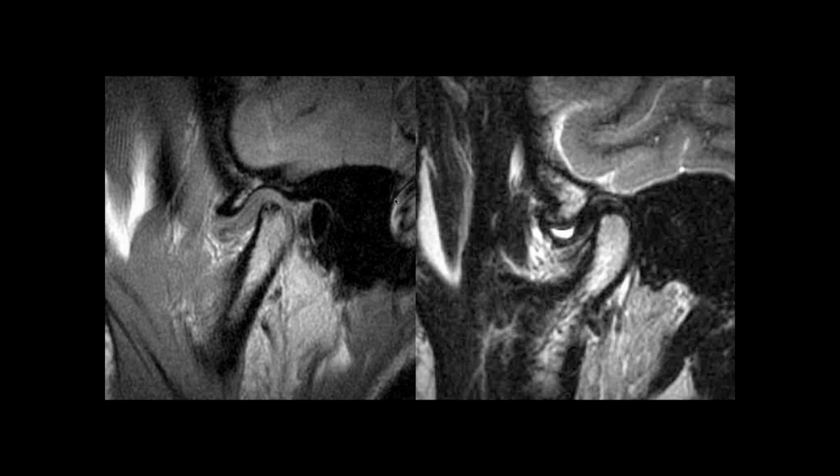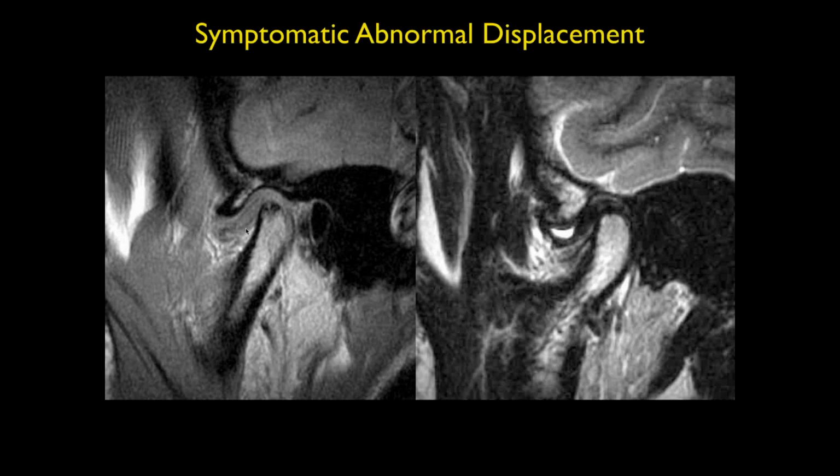That's not normal. On the T2 weighted image, we can see a little bit more than normal amounts of fluid, so there's an effusion in the joint space. And it's borderline anteriorly displaced here as well. So this is really more of a degenerative type disc, and that was the symptomatic side.